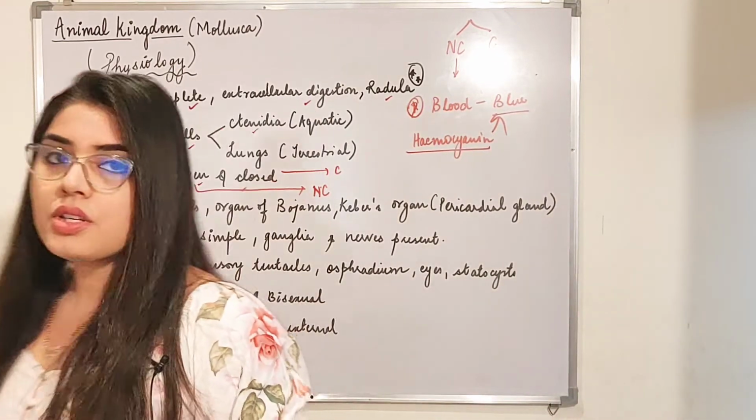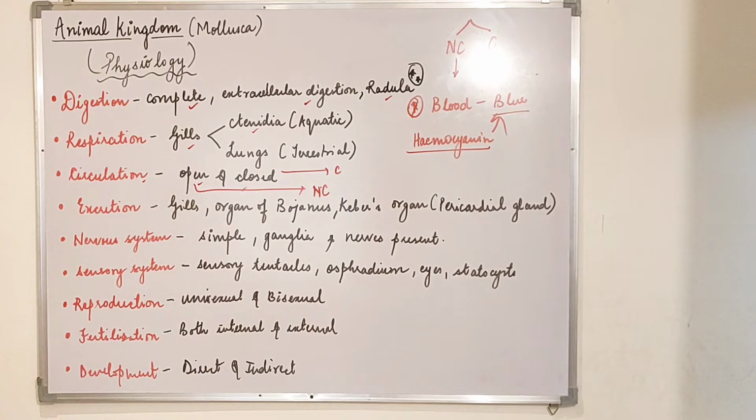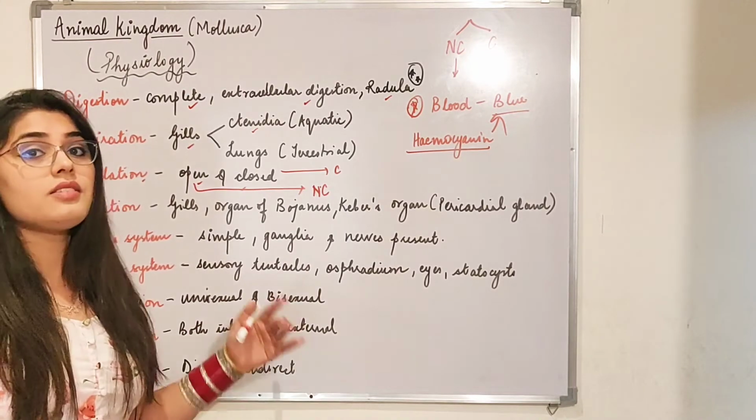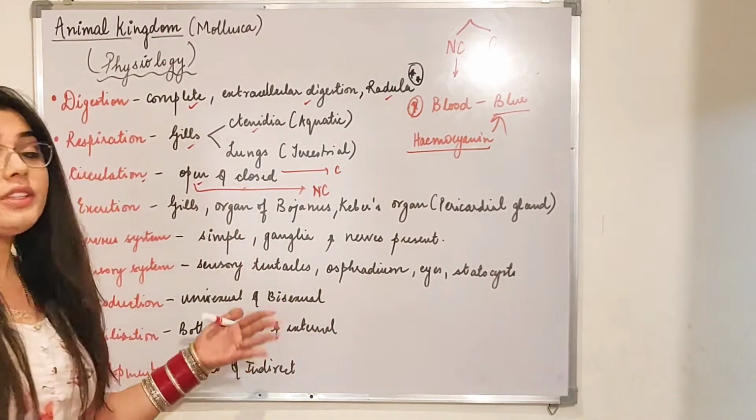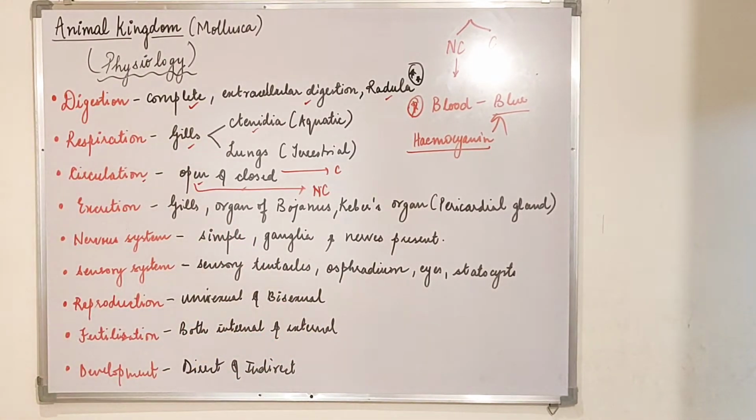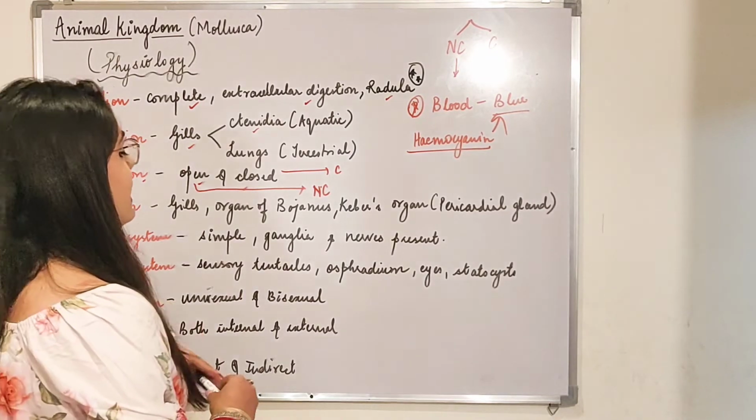Then beta, reproduction can be unisexual, it can be bisexual. Fertilization, both internal and external, takes place. Development is usually indirect. Both direct and indirect can happen, but usually it is indirect. That means they are oviparous, egg-laying organisms.